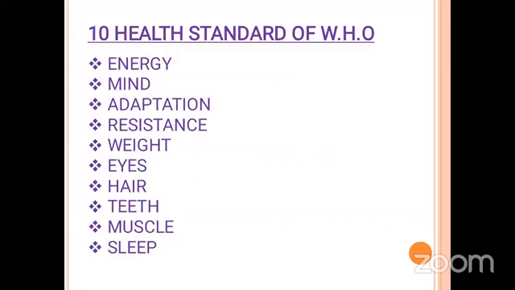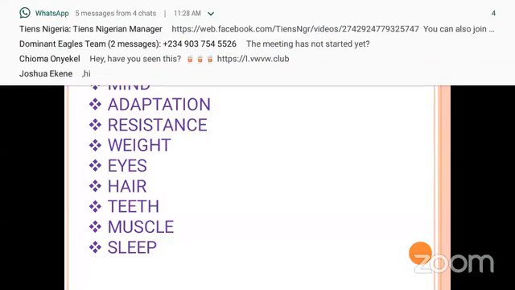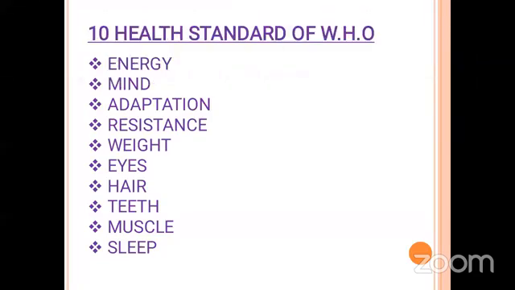These are also another point that you need to consider when talking to a prospect. That is the 10 health standards of the World Health Organization. When you are talking to a prospect, you have to let the person know that mostly everyone belongs to either the 80%, the 15%, or the 5%. But the higher percentage of people belong to the 80%.